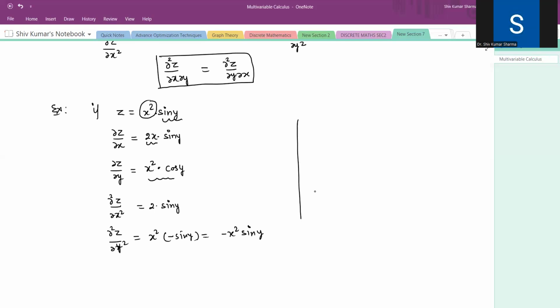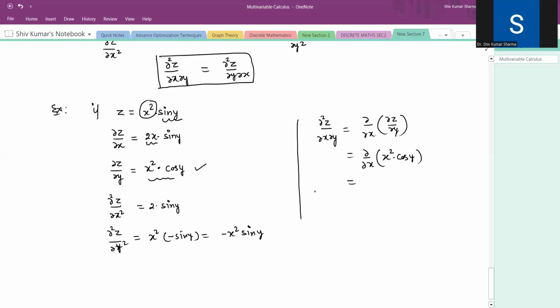First we obtain the value of del square z upon del x del y. This can be written as del upon del x of del z upon del y. We have already obtained del z upon del y, so we put that value here: x square into cos y.